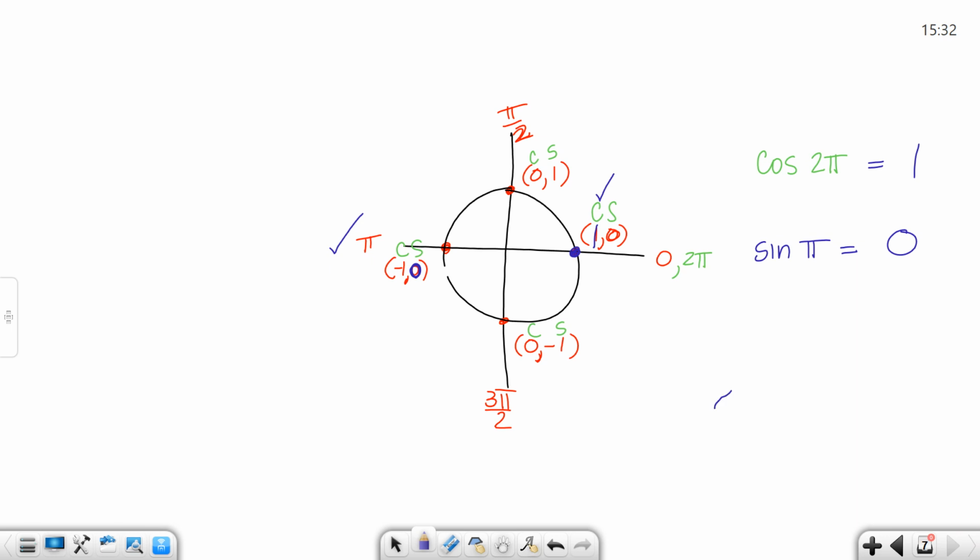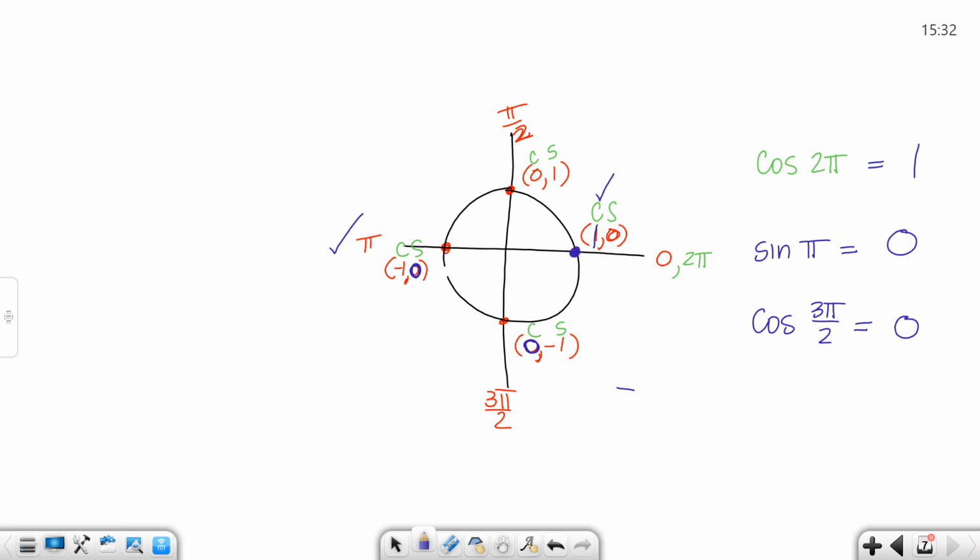Okay, let's try 2 more of these. Let's try cosine of 3 pi over 2. Okay, so 3 pi over 2 is at the bottom. Cosine is right here, so cosine would be 0.